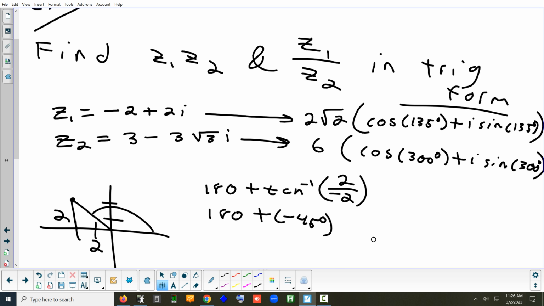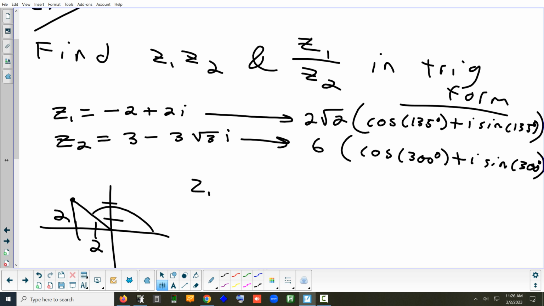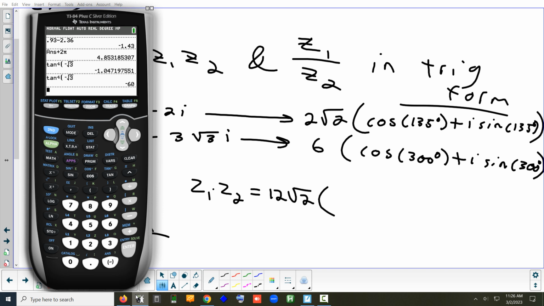Okay, now the quick part is to multiply these together. What's going to be my new radius when those get multiplied together? Just 12 root 2. And what's going to be my new angle? So just 435. 435, which I can make the same as something else by subtracting 360. When you add those together, you get 435, but that's the same as 75.